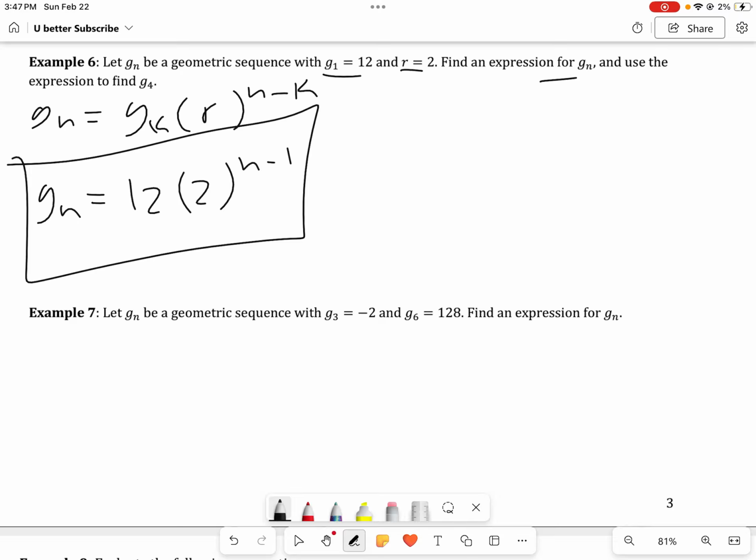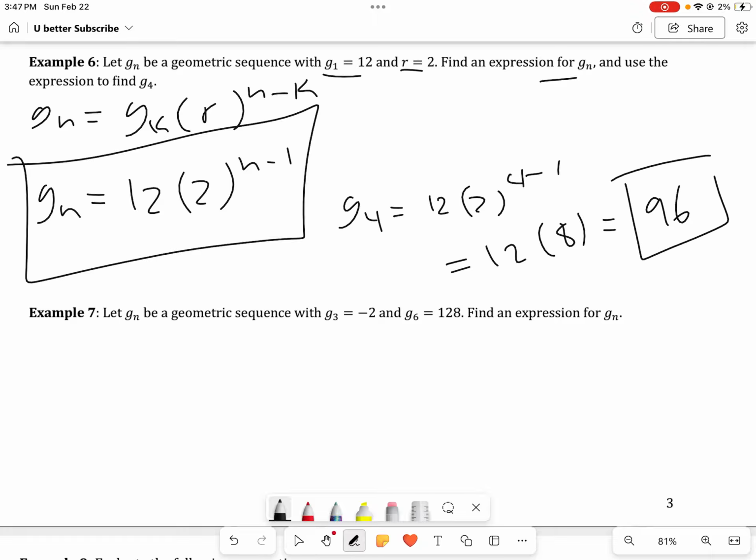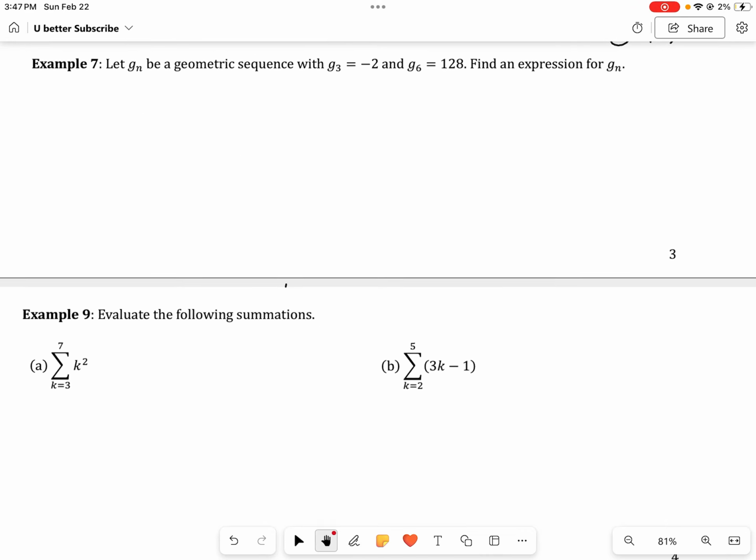Now we just need to use g of 4. Let's plug it in. So g of 4 is 12 times 2 to the power of 4 minus 1, which is the same thing as 2 to the power of 3, which is 8. So we have 12 times 8, which is 96. So g of 4 is 96. Okay, so we solved that. Go to the next one.